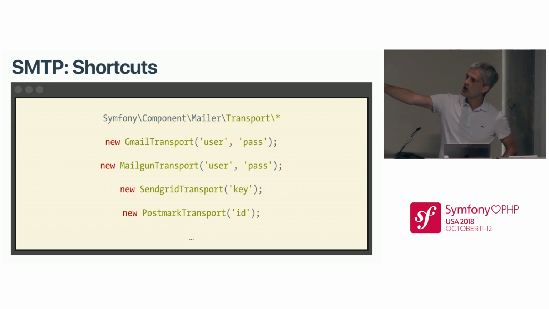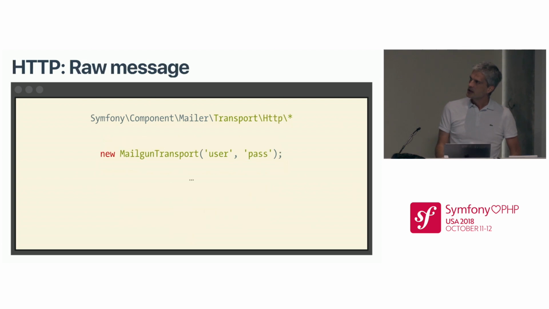As you can see, some of the transports are using user and password. For SendGrid, you only have a key. For Postmark, you have an ID. So it's a very small abstraction. Nothing huge here, but nice nonetheless. That's for SMTP. The second namespace is transport HTTP.